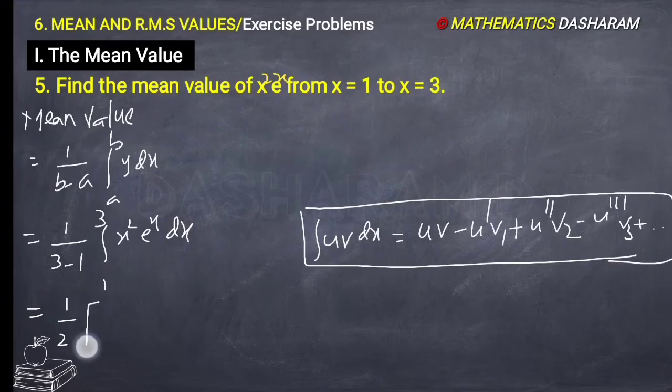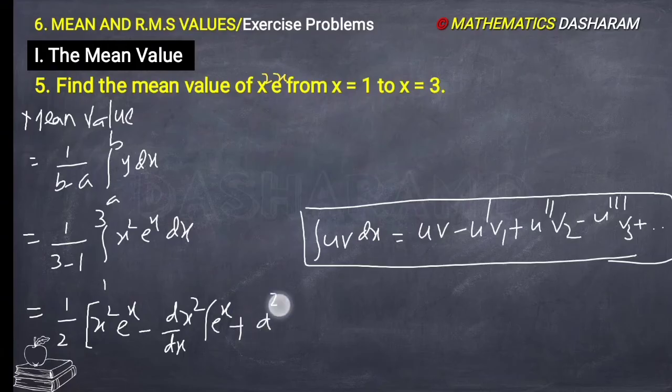So it is equals to, first u means x square and v means e power x, minus u dash. U dash means derivative of x square. v1 means integration of e power x, plus u double dash, d square by dx square of x square, second order derivative.